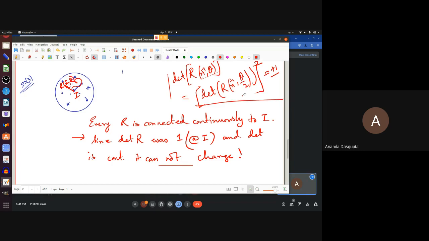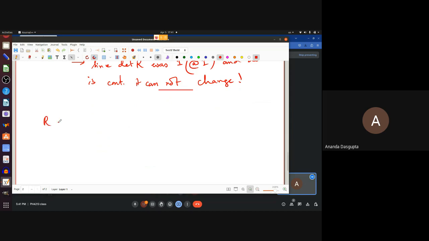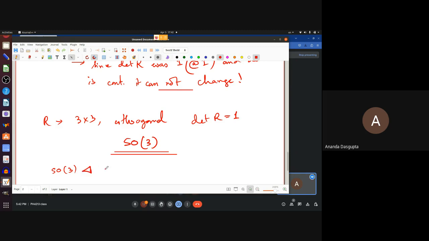But the ultimate upshot is, of course, the same: R is 3 by 3, orthogonal, and the determinant of R is 1. Which is why all R's together form SO3, the special orthogonal 3 by 3 matrices, the group formed by that. SO3 is a normal subgroup of O3. You can easily check that. The proof of this is trivial. Can anybody give that proof to me right now?